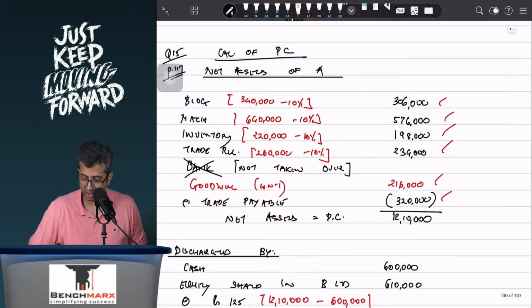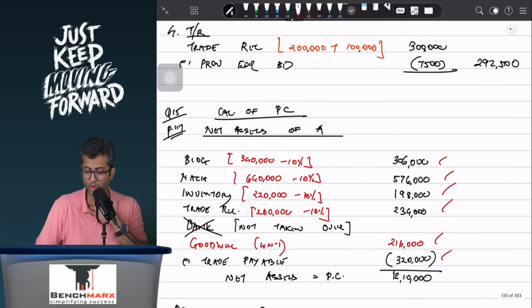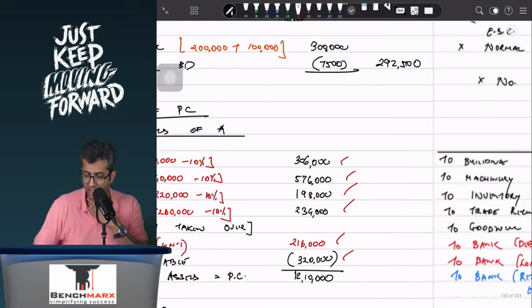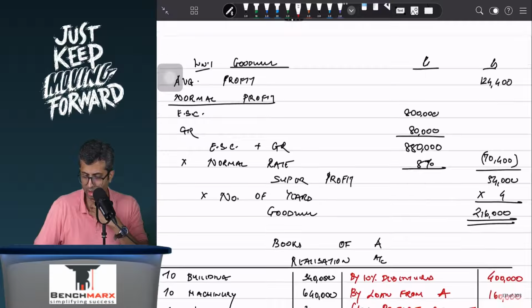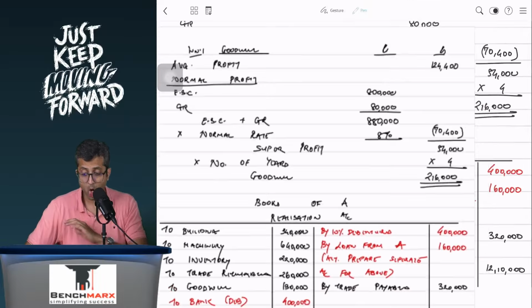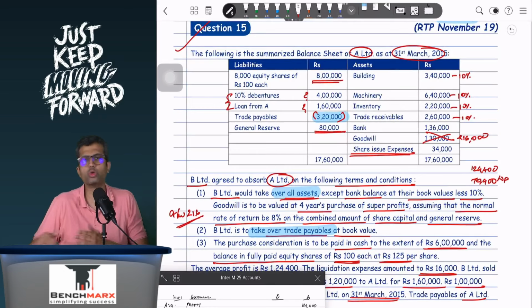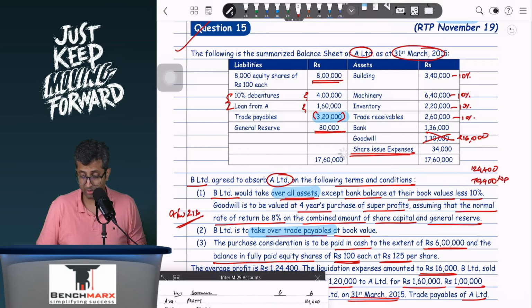Over here, this will be 4,880 shares of rupees 125 each, 12 lakh 10,000. Now you are asked to prepare the closing accounts of A. In the closing accounts of A, in realization, you will transfer all assets, all liabilities. There are alternative presentations, but you can even transfer debentures and loan, or you can prepare a separate account, whatever is comfortable. So let us say you transfer all assets and all liabilities.